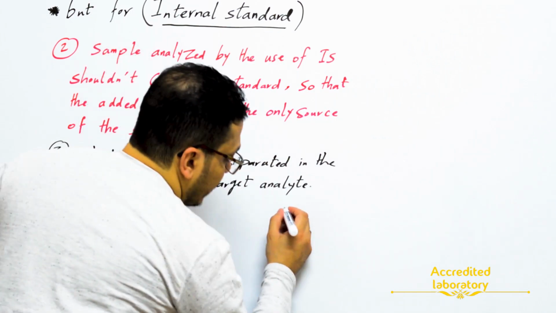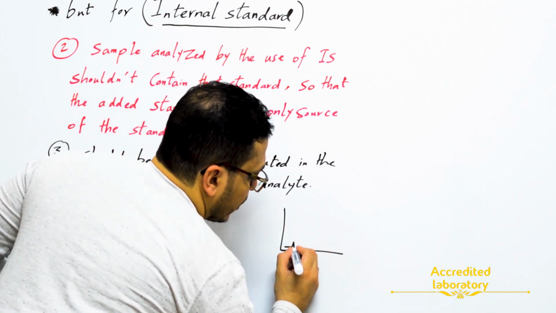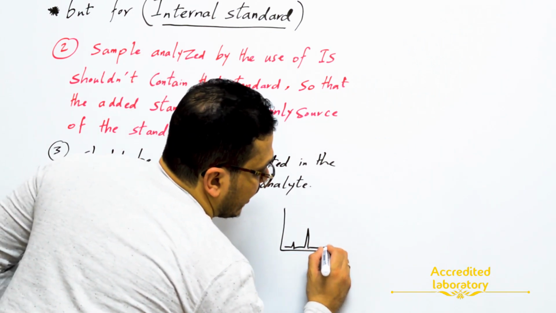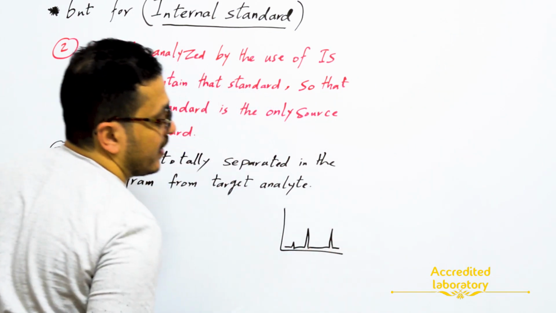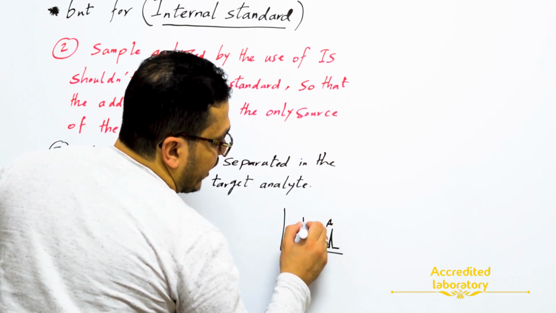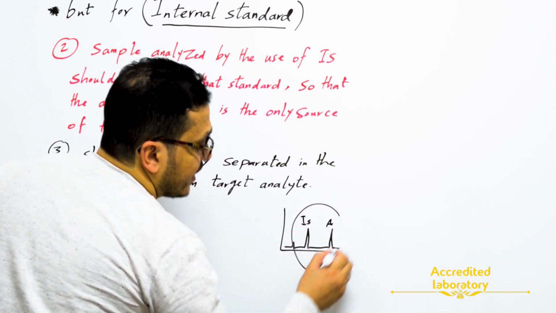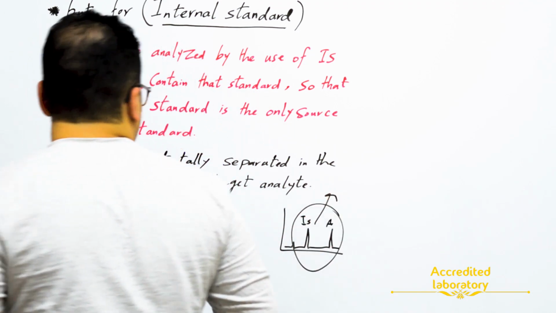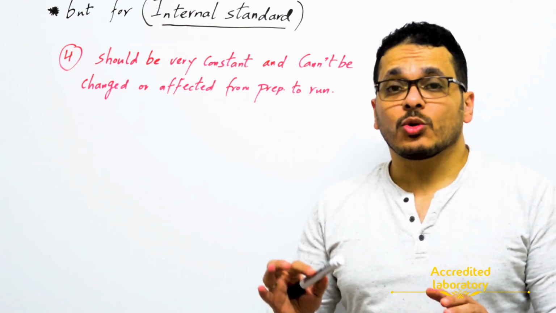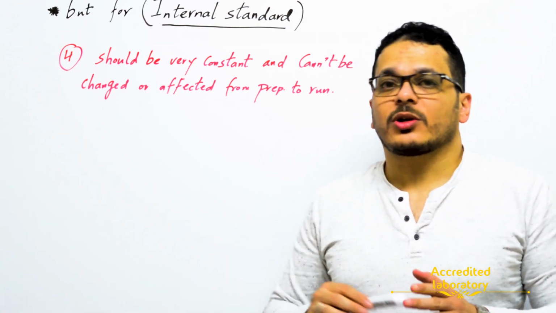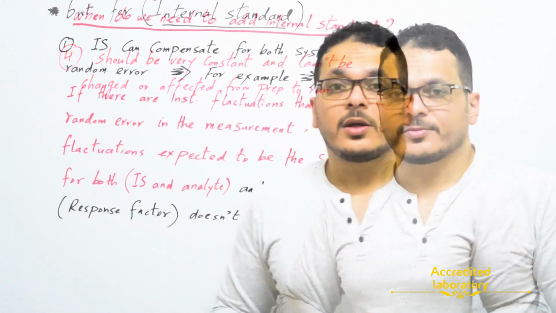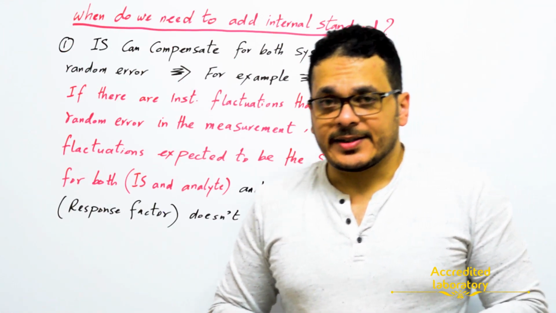In the chromatogram, there will be a peak for the internal standard and another peak, separated from it, for the analyte of interest. And here the resolution between these two peaks is very high. Also, the selected internal standard should be very stable and not changed or affected from preparation up to the run using the instrument. But when do we need to add an internal standard?